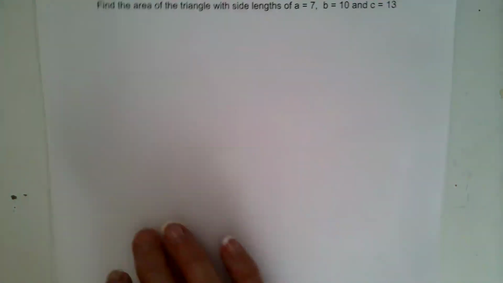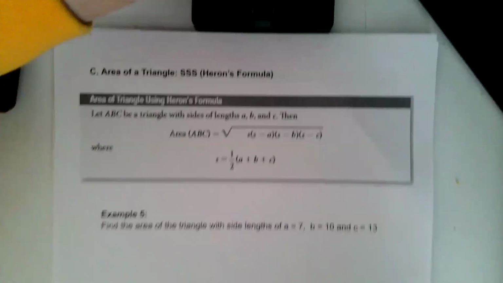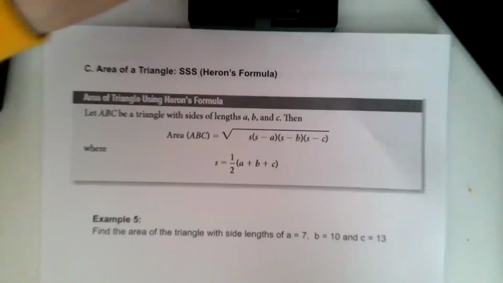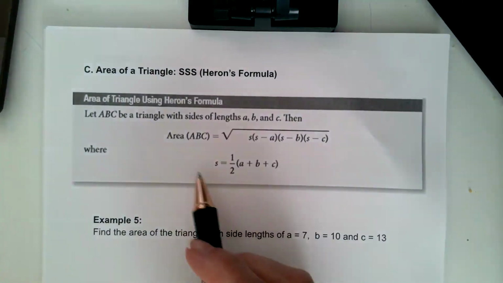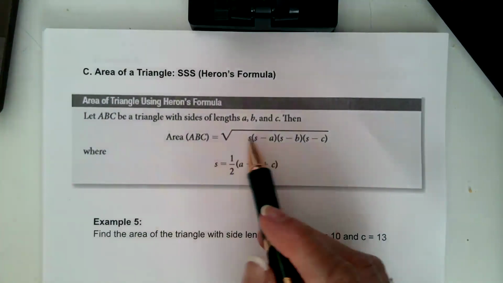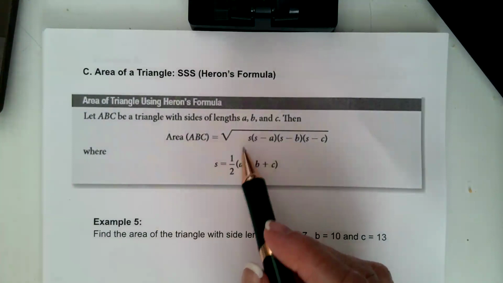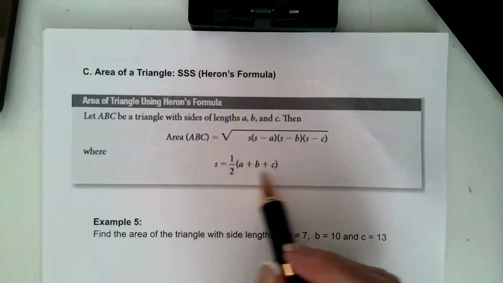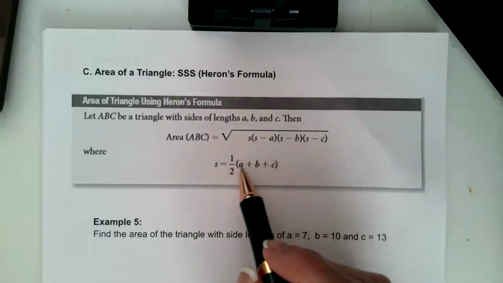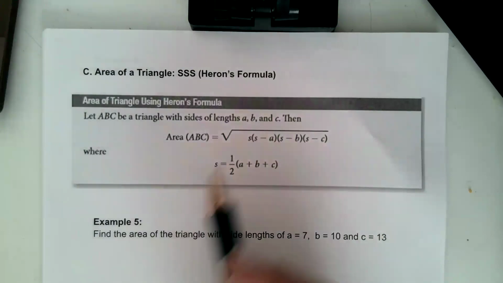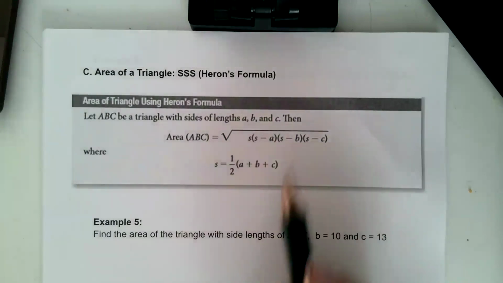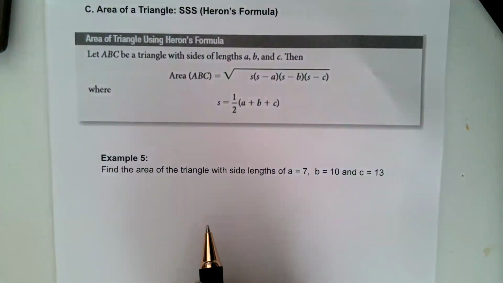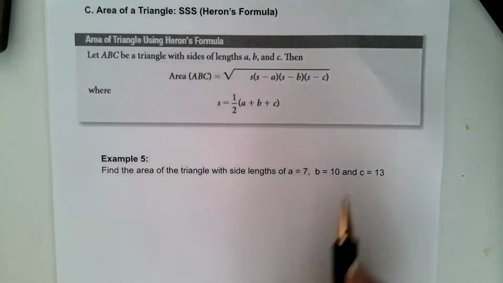And we have one last method of calculating the area of a triangle if we're just given 3 side lengths, like Heron's formula. And the area can be found as taking the square root of s times s minus a times s minus b times s minus c. And s is a calculation of 1/2 times a plus b plus c. So we first have to calculate s, and then it's the differences here. So find the area of the triangle with side lengths a equals 7, b equals 10, and c equals 13.